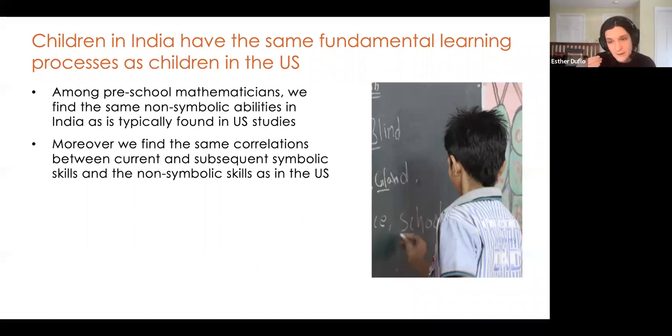By four or five, the kids are just equally competent and ready for learning as the US kids. So it can't be that it's about nutrition, or the nutrition would matter a little bit later.